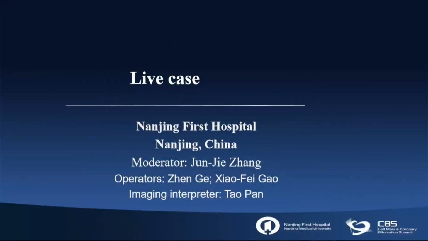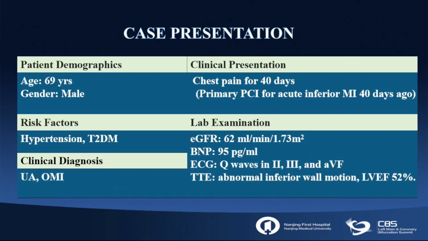Yes, it's my honor to introduce this case. This is a 69-year-old male. He was admitted into our hospital 40 days ago due to acute inferior myocardial infarction. His risk factors include hypertension and type 2 diabetes. Lab examination shows eGFR is 62. His BNP is normal. ECG shows pathological Q waves in leads 2, 3, and aVF. Echo finds abnormal inferior wall motion and left ventricular ejection fraction 52%. This time, he was diagnosed as unstable angina and early MI.